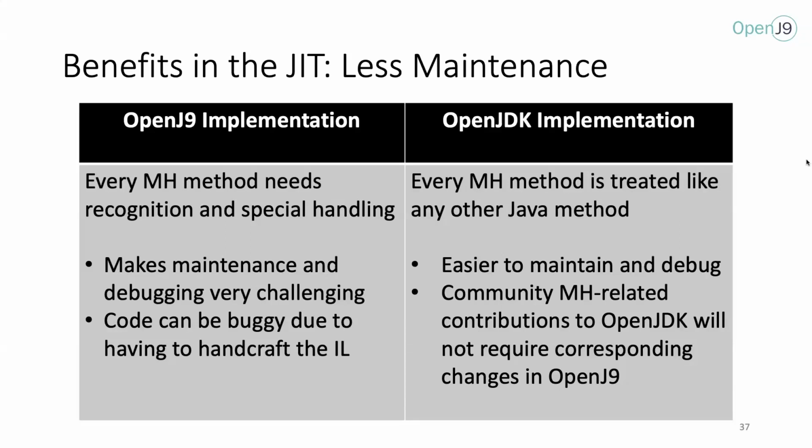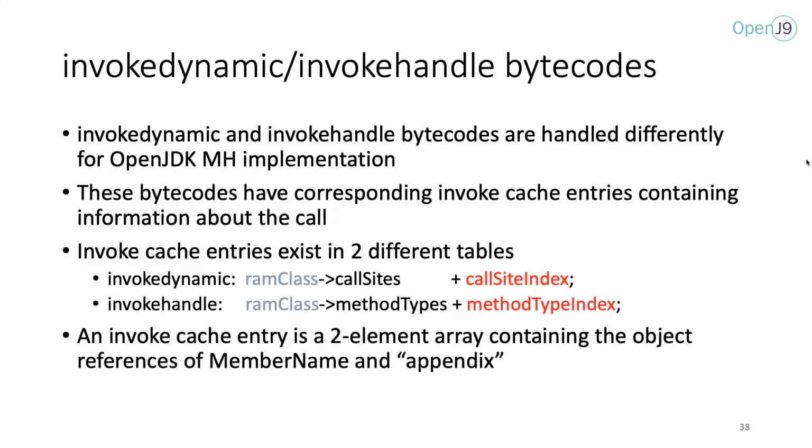And in this part of the talk, I'm going to focus on highlighting some of the key implementation that had to be done in the JIT to support OpenJDK implementation. So firstly, we had to have a new handling mechanism for invokedynamic and invokehandle bytecodes. So we already had support for that, but for OpenJDK implementation, we had to do that differently.